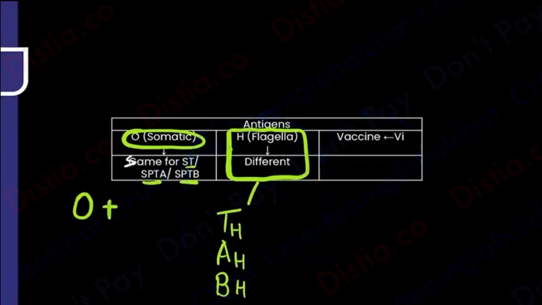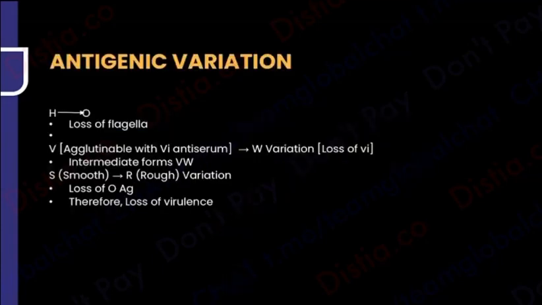Okay, so before I go on to all of those clinical features, please note that there are some antigenic variations. If the O antigen is lost, the H antigen is lost, or the VI antigen is lost, that is known as antigenic variation. So if the H antigen is lost, ma'am, the flagella is lost. This means the flagella is going to be lost. This is very simple to learn.